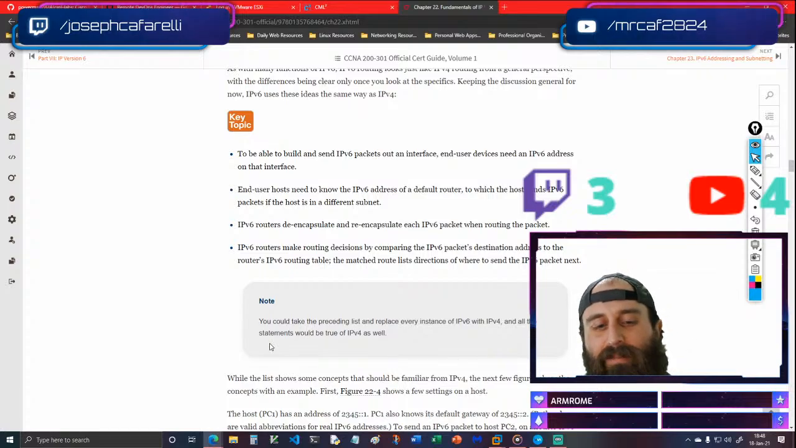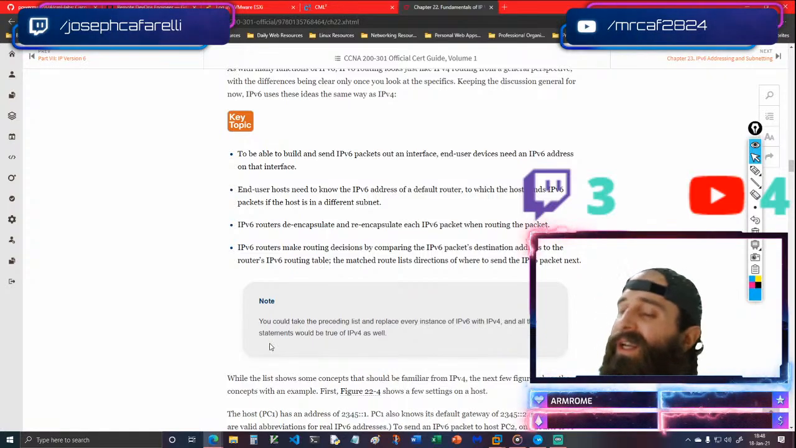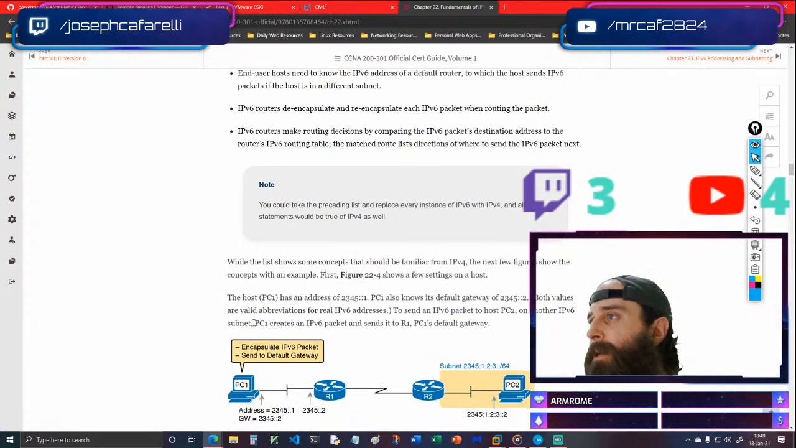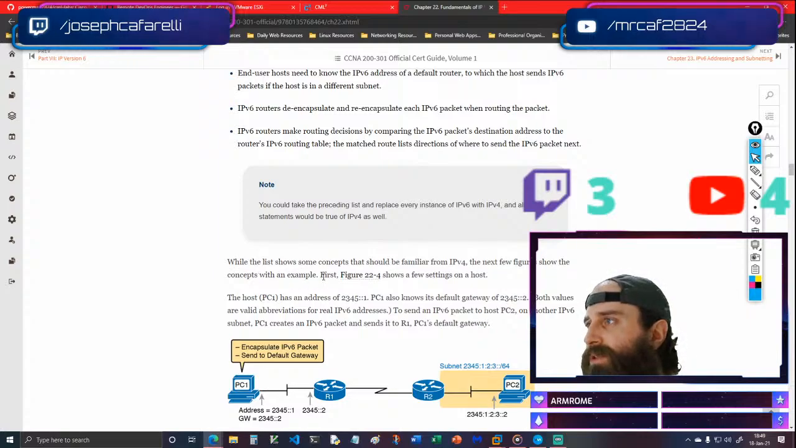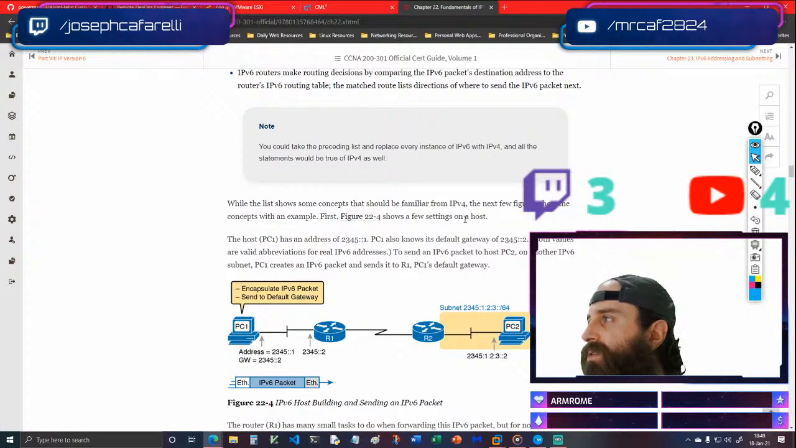We can understand IPv4 routing. We can understand IPv version 6 routing. While the list shows some concepts that should be familiar from IPv4, the next few figures show the concepts with an example. First, the figure shows a few settings on a host.